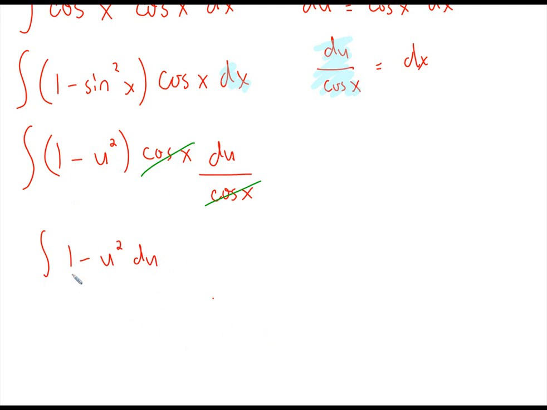We can integrate this, right? So if we integrate 1, it's just going to be u. And then minus, if we integrate this, this would be u to the third. We add 1, divide by the new exponent, plus c. And then we substitute back our u, which was sine x. So our answer is going to be sine x minus sine cubed x divided by 3 plus c. Okay? So that one was a little bit tricky.